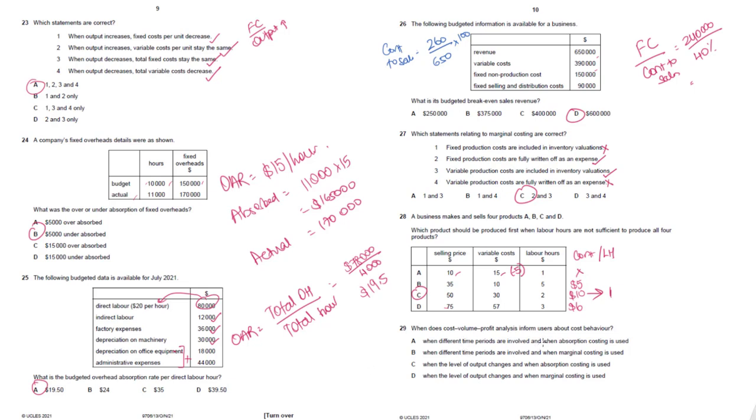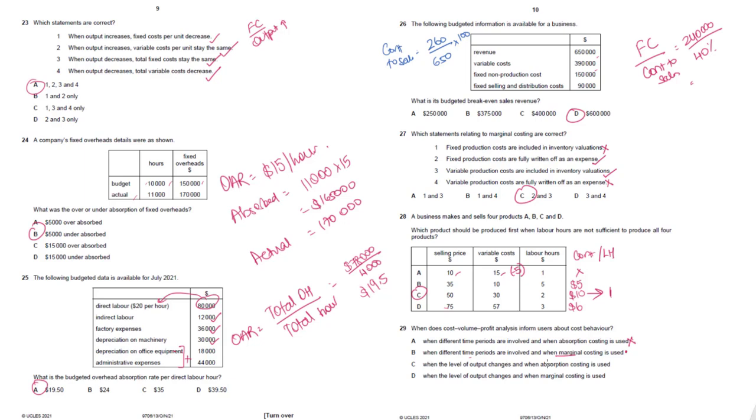29. When does cost volume profit analysis inform users about cost behavior? When different time periods are involved and when absorption costing is used. Cost volume profit analysis has nothing to do with absorption costing. So option A is completely incorrect. When different time periods are involved and when marginal costing is used. Okay, this part is correct, marginal costing is used, but this part, when different time periods are involved, not really. Let's see, we might have a doubt in this statement.